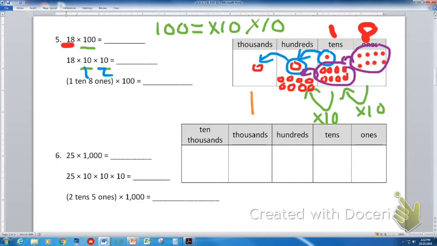So now if we look, we can count up our dots. We have 1 dot in my thousands place, 8 in my hundreds, 0 now in my tens, and 0 now in my ones. So my answer is 1800.